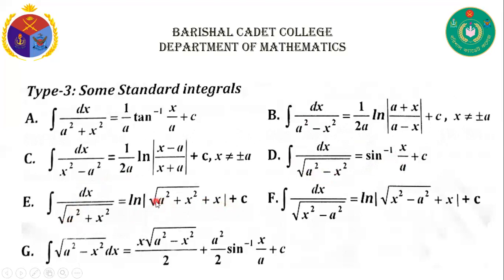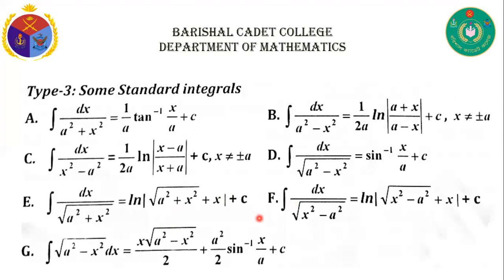Boys, now E, F, and G are different, so you have to memorize them very cautiously because these are important. Actually, this is important for your admission, and this is also important for your last section formula.